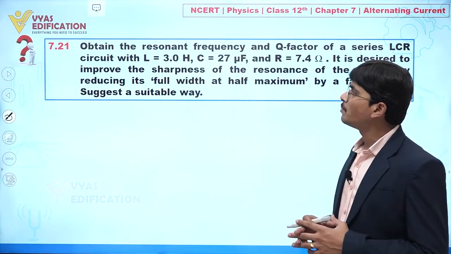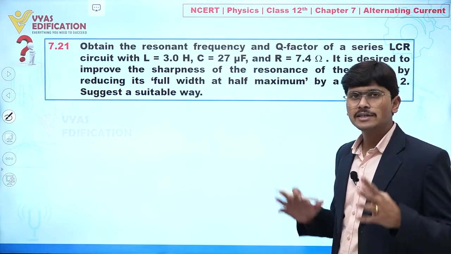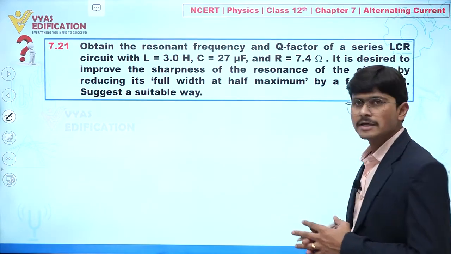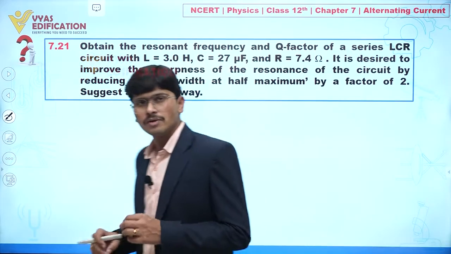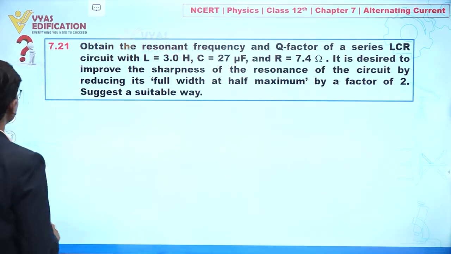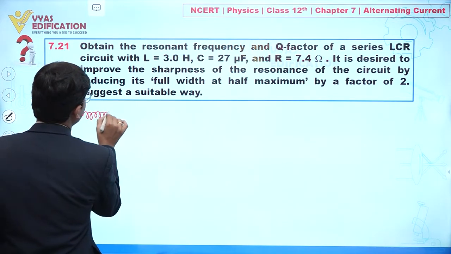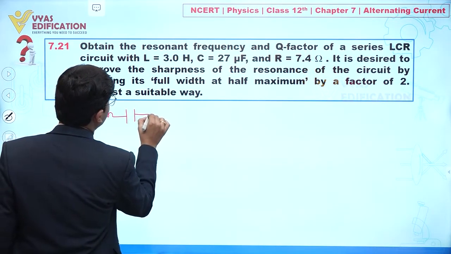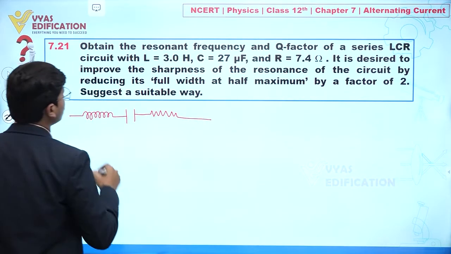It is desired to improve the sharpness of the resonance of the circuit by reducing its full width at half of the maximum by a factor of 2. Suggest a suitable way. Now let us try to understand. In this question, we have a series LCR circuit. We can say this is L, this is capacitor C, and this is resistor.